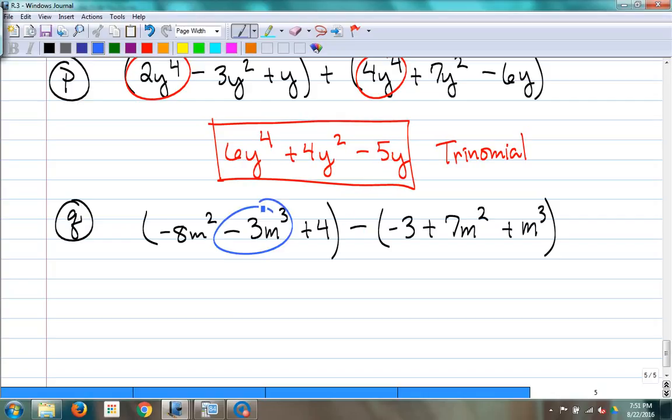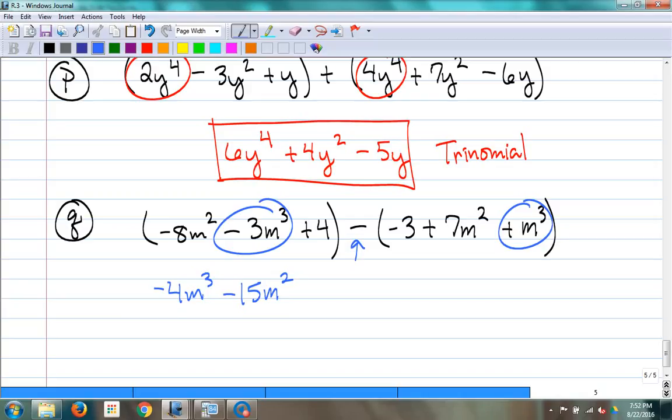Subtraction. So negative 3m to the third minus 1m to the third is negative 4m to the third. So be careful on your minus sign. Okay? And then the next thing, I got 2 things that have an m squared, so I'm going to put those together. Negative 8 minus 7, negative 15 m squared. And then I have a positive 4 minus a negative 3.